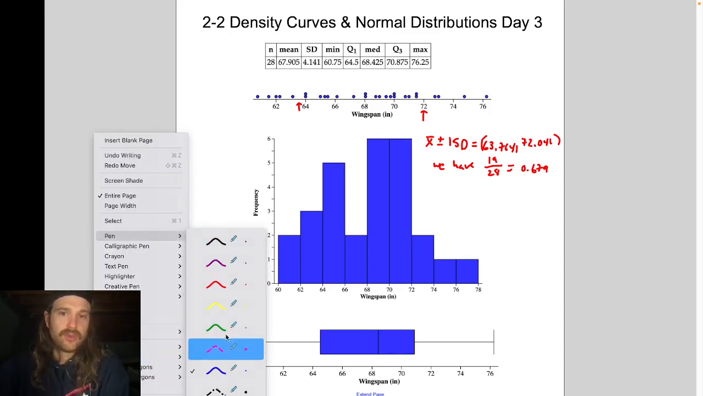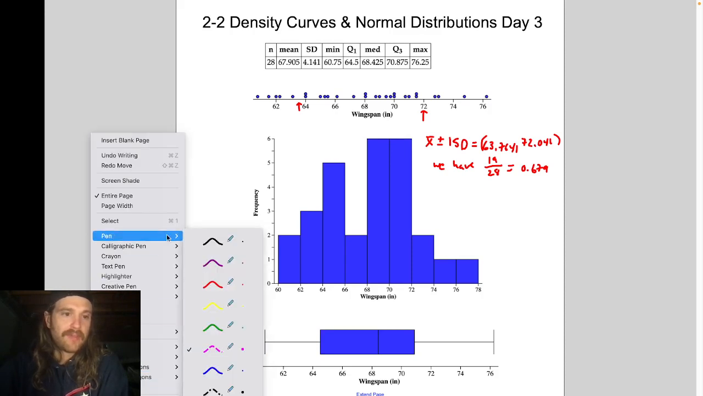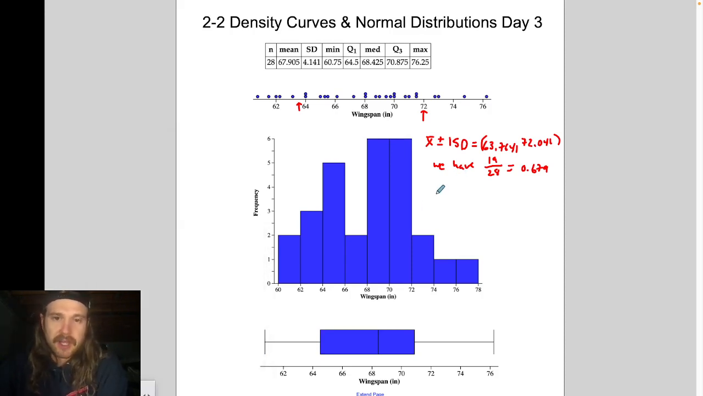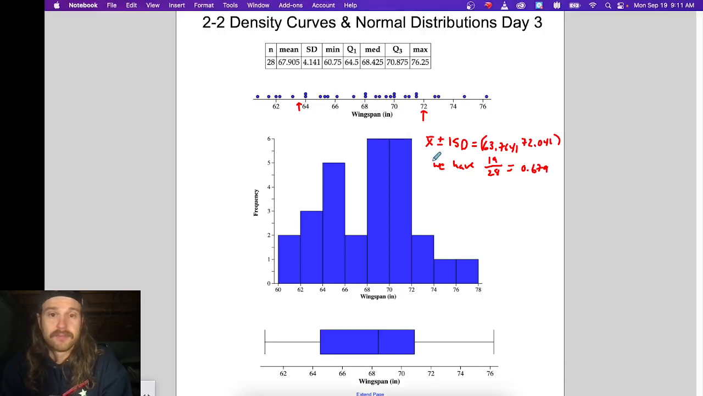Okay, let's go back to green, not pink. Now we can repeat this process. Why don't you guys do that as well? Let's see how many are within 2 standard deviations and 3 standard deviations real quick. And actually, I might pause the video and we'll just get that going. Then you guys can check.